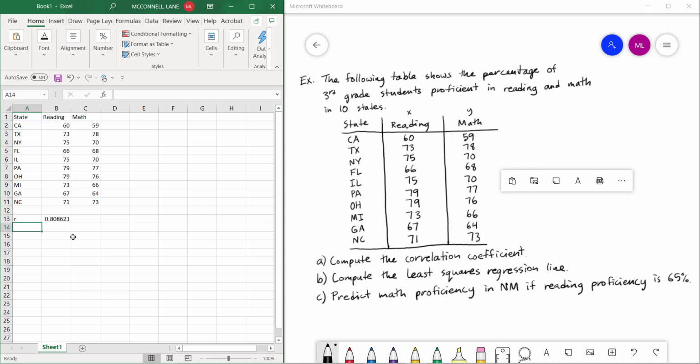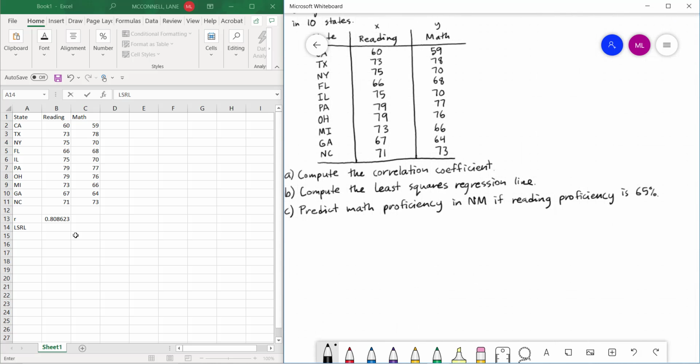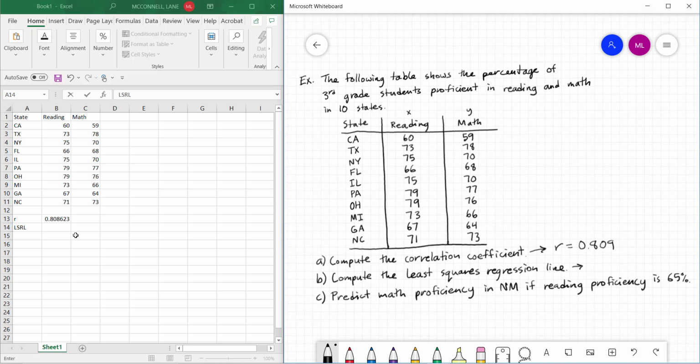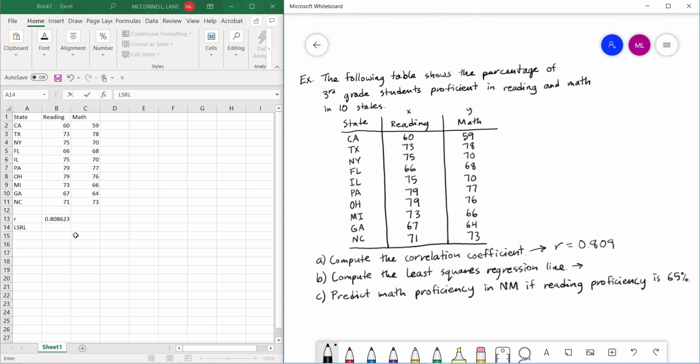If we're interested in the least squares regression line, it's going to require two distinct values. So based on this, I'm going to come over here and I'm going to write the value that we just found for our R. R was equal to 0.809-ish. And in a second, we'll do the least squares regression line. So let me get this back on the screen so we can see it.